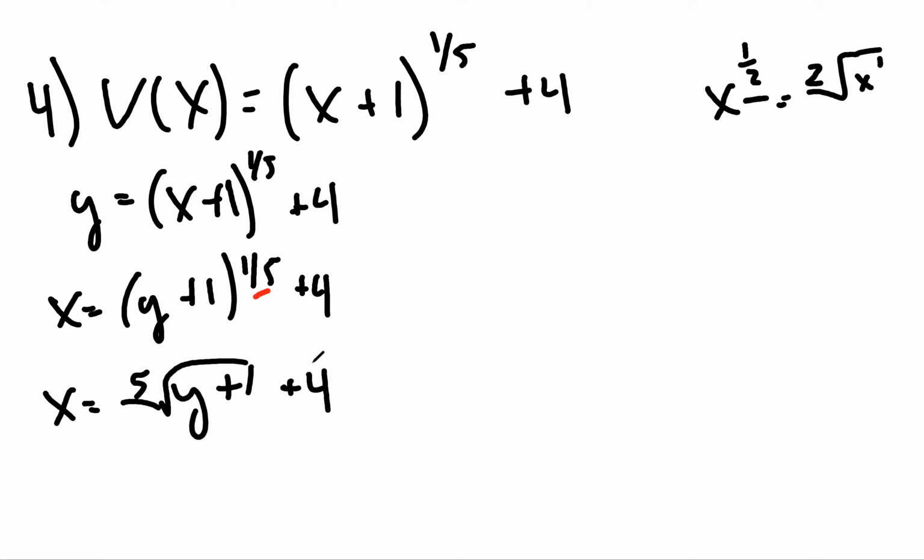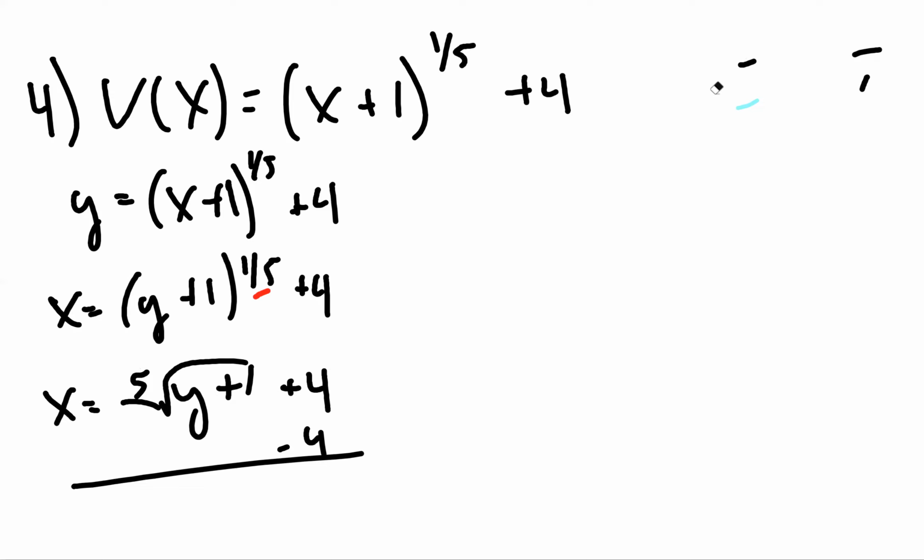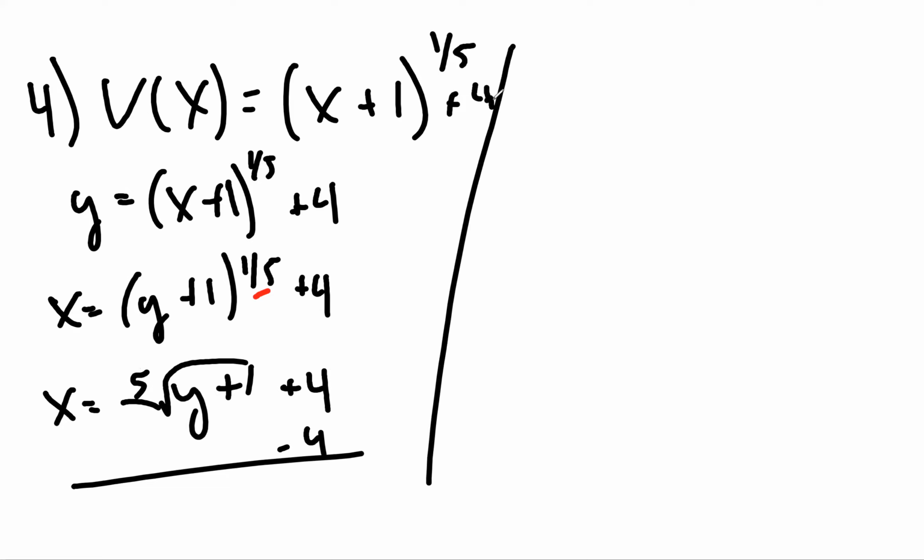Now I know this doesn't look great, but the fraction, so to speak, has been taken care of. And so now all I got to do is get this y by itself. So I'm going to subtract 4, and I'm going to run out of space. So let me get rid of some of this stuff. So over here on the other side, that's going to leave me with x minus 4 equals the 5th root of y plus 1.